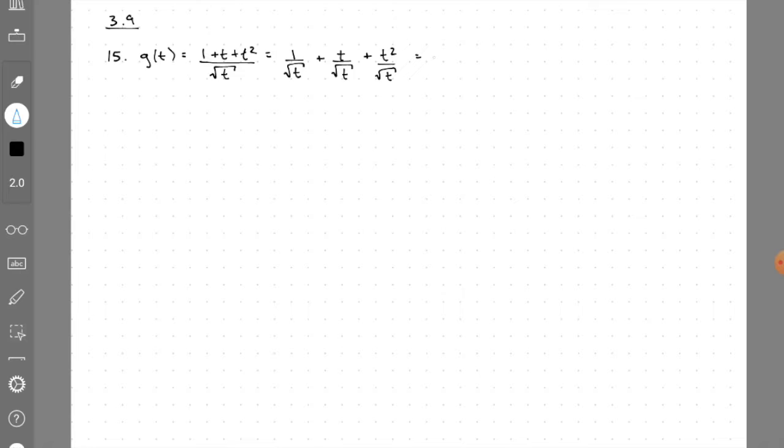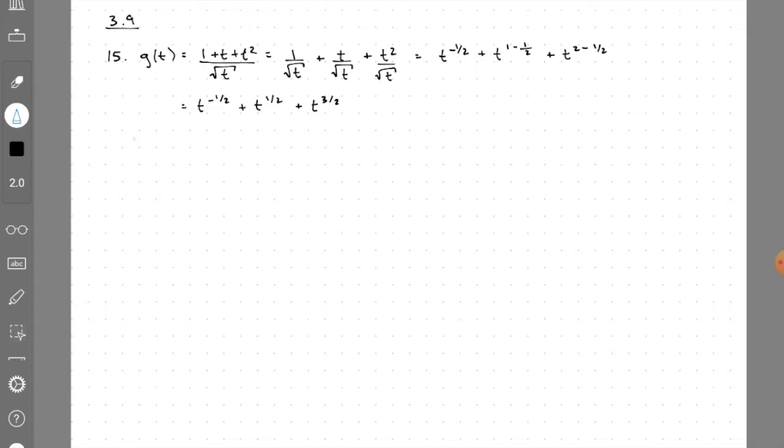And I'm going to actually rewrite this in this way because it's going to be easier. So it's going to be plus t to the 1 minus 1/2 plus t squared minus 1/2. That's going to be t to the negative 1/2. 1 minus 1/2 is going to be 1/2. And then 2 minus 1/2 is 3/2.